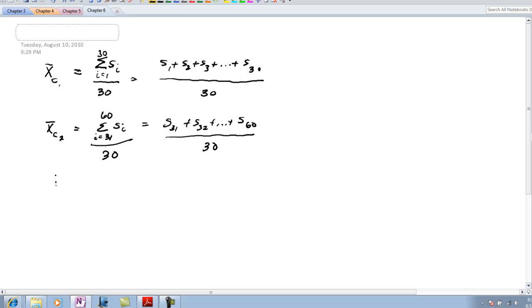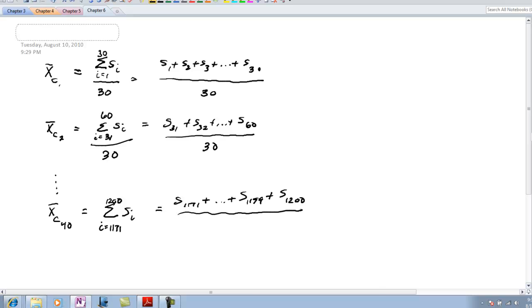And going down, if I looked at my 40th class, I would have the sum of S_i, and those i's would go from 1171 up to 1200, and expanding that we could write this, and I'll put the dots there, all divided by 30. So all of these would be my class averages.